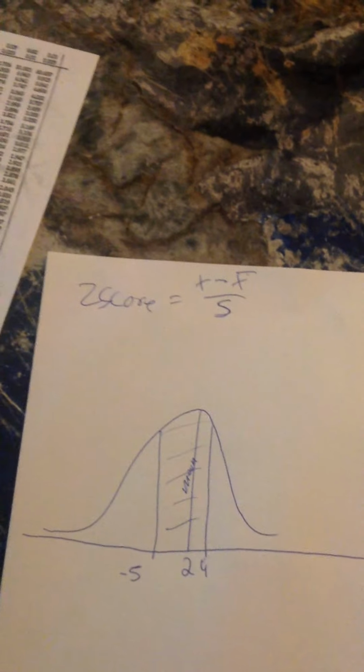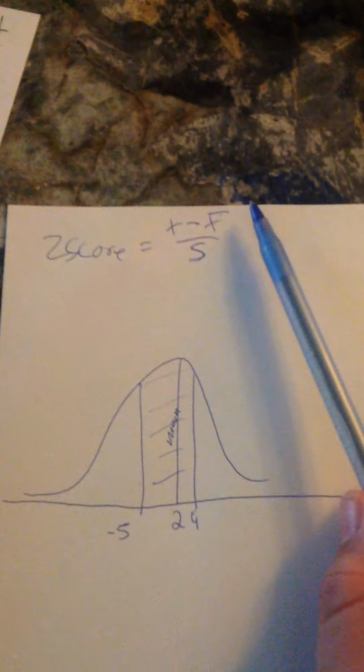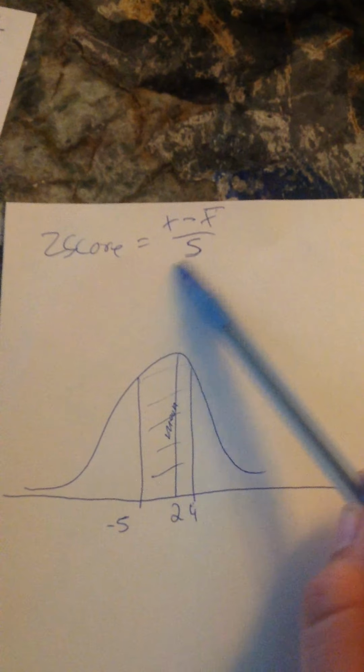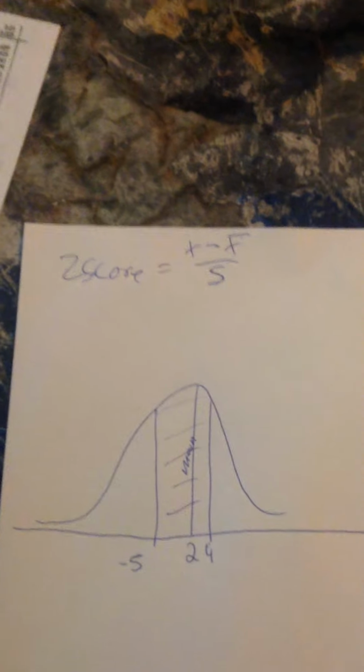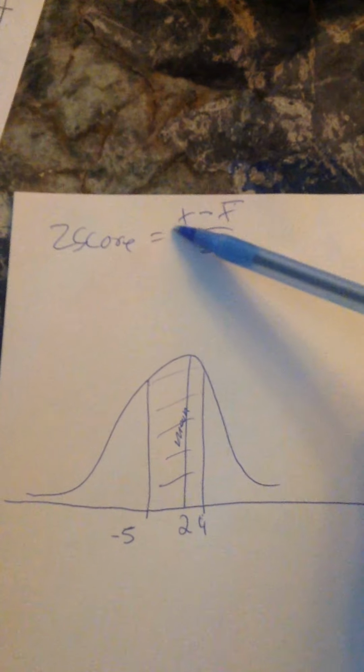So you really only need one formula for this. That's the z-score is equal to x minus x bar over s. X bar is the mean and s is the standard deviation. You're going to be probably given at least 3 of these things to find the fourth one.